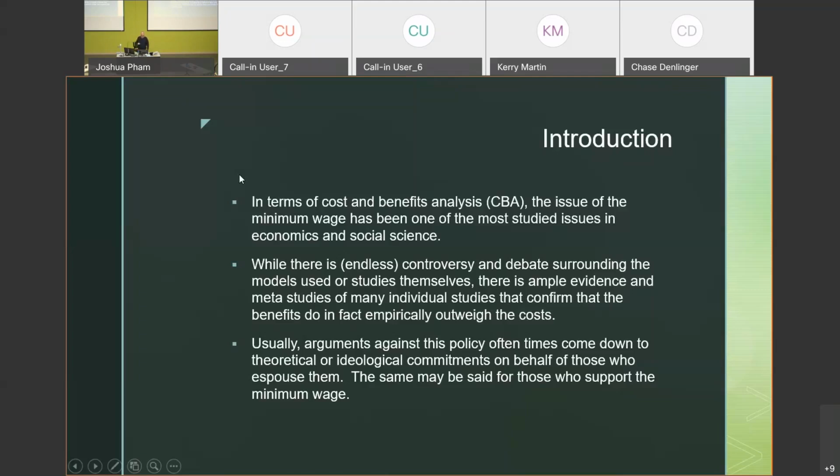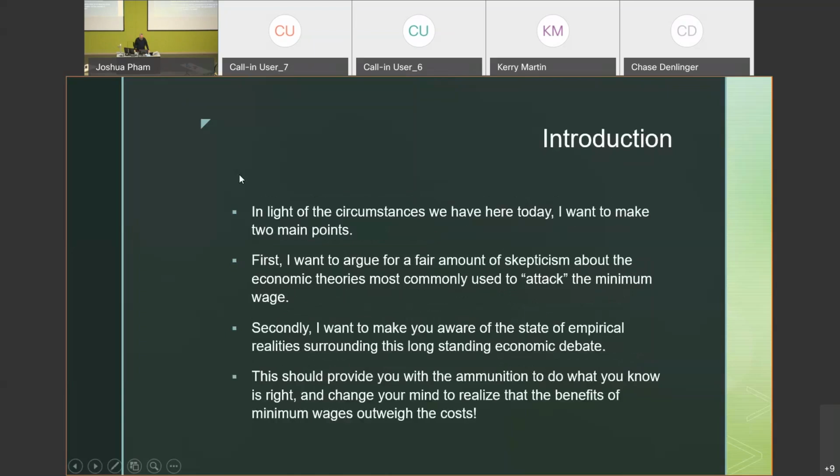So I want to talk a little bit about what empirical realities have convinced me. I'll point you to those and you can take those into account. I also want to talk a little bit about the theory that's around it. So usually you've got the costs and the benefits couched in those terms, right? What can you expect to gain from raising the minimum wage? What can you expect it to cost you? So in the circumstances here today, I want to make two main points.